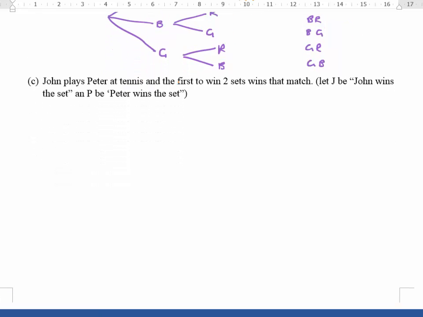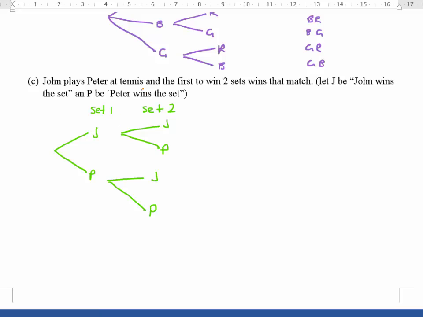John plays Peter at tennis, and the first to win 2 sets wins that match. Let J be John wins a set and P be Peter wins a set. So let's have a look at this. What's going to happen? We've got our first set, and the thing is, John could win or Peter could win. That's set 1. And then I'm going to have a look at set 2. Now, if John wins first off, John can win the second set, or Peter could win. And if Peter wins first, John could win, or Peter could win.